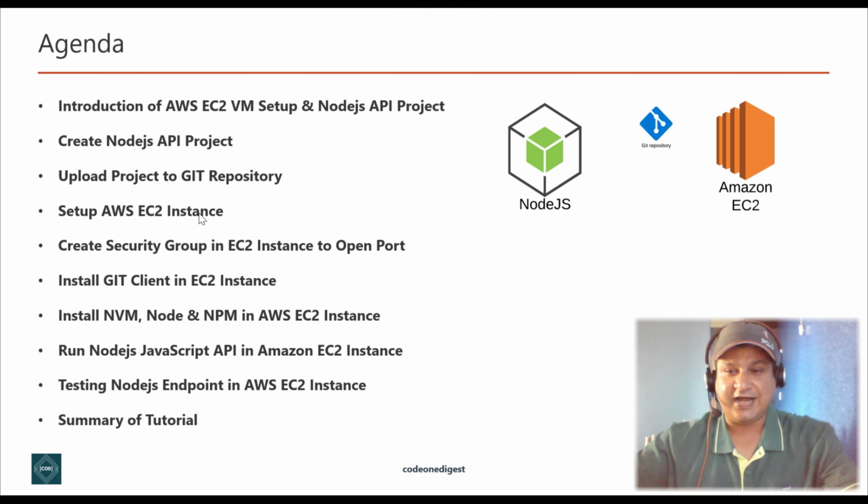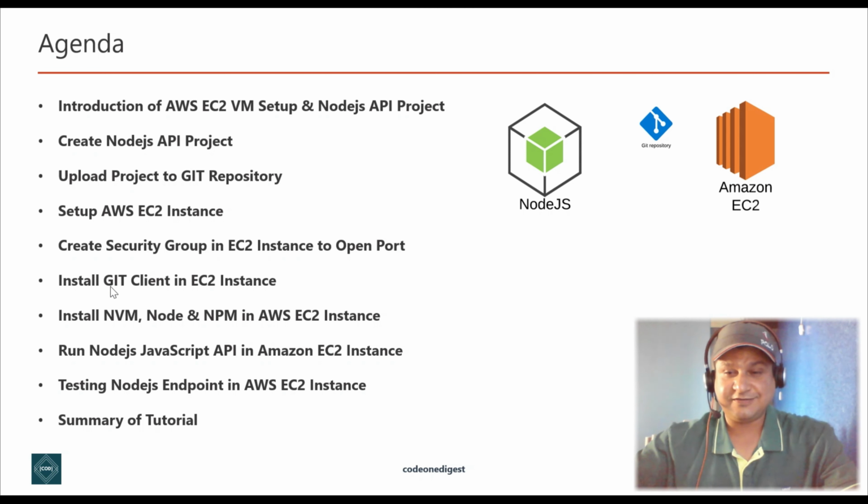Okay, next step is I'll teach you how we can set up an AWS EC2 instance from scratch. I'll teach you step by step how you can create and set up the EC2 instance, right? Then next step is we'll be creating a security group in the EC2 instance to open a port for our Node.js application, right? You may be running your Node.js application on port 8080 or any other port. So that port needs to be open so that we can access the application from the external world, right friends? So that I'll show you.